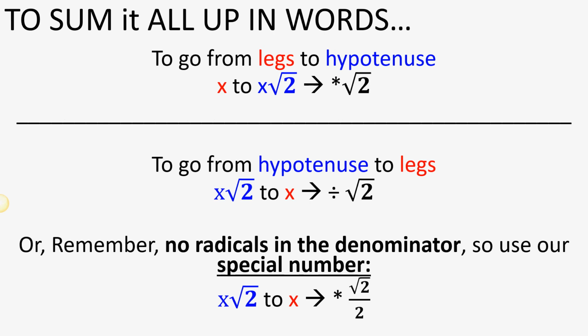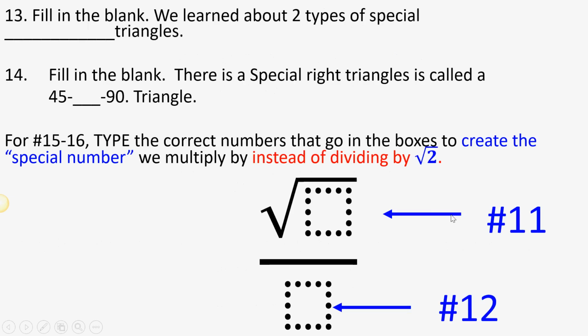And in summary in words, from x to x radical 2 is times radical 2. From x radical 2 to x is divided by radical 2. And then here's your special number. Slide that radical to the top, pull the number down underneath.